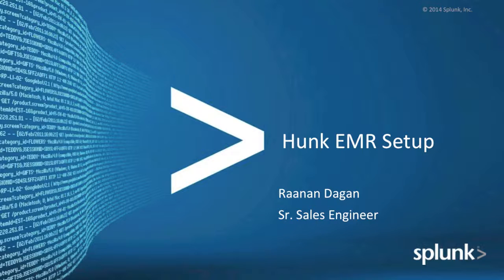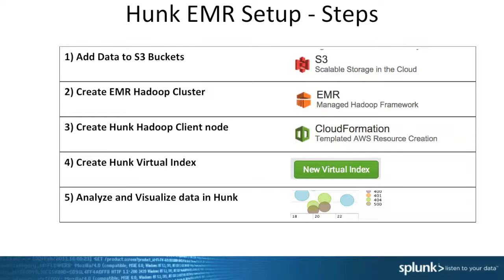In this session, we're going to set up Hunk on Amazon Elastic MapReduce. The steps we're going to go through are to first add data to S3 buckets. Second, we will create an EMR Hadoop cluster.